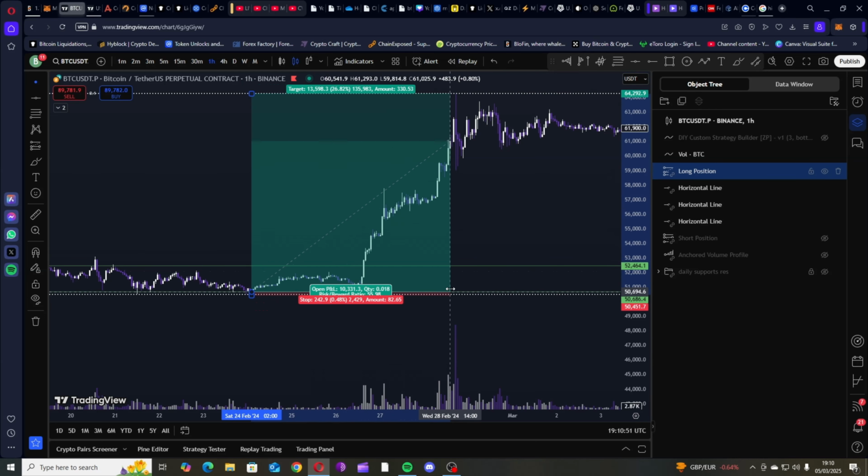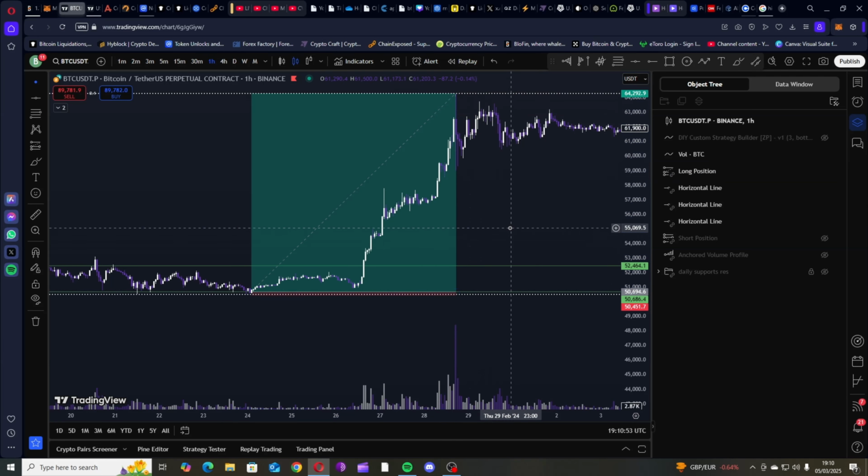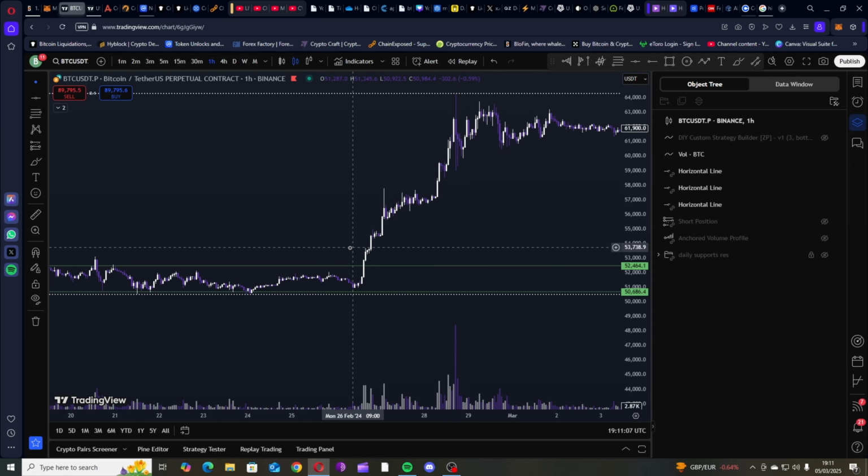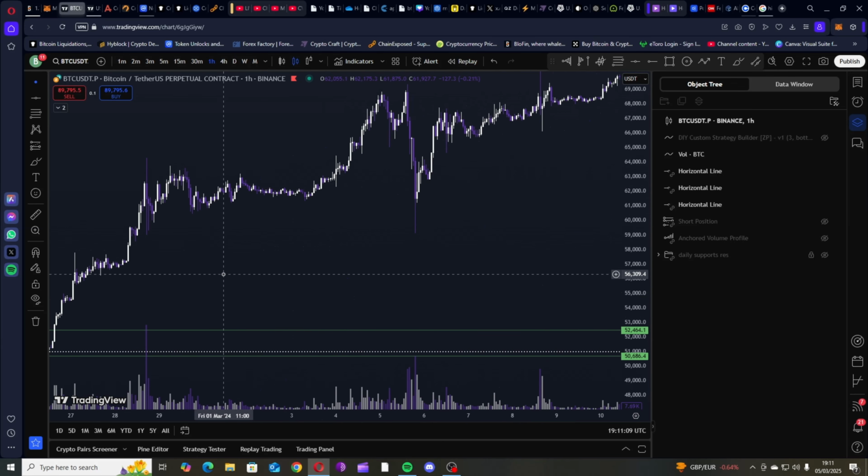Imagine that for a trade. And it took until 2 o'clock Saturday morning. You probably wouldn't have been in. I don't trade on weekends anyway. Wednesday, you probably doubled your account in one trade. That's just looking at that certain range.